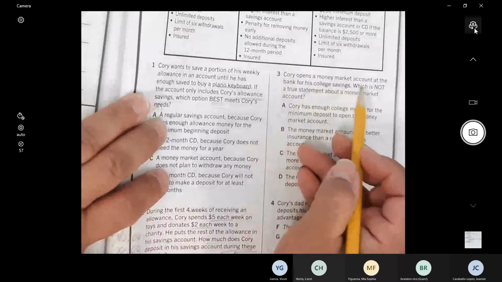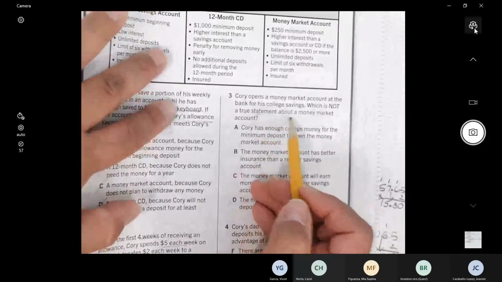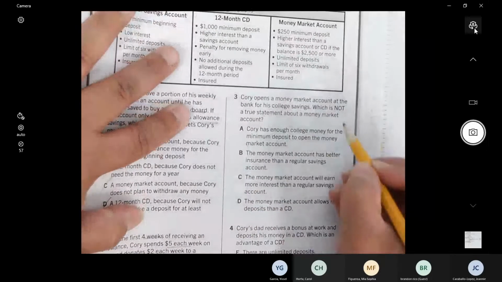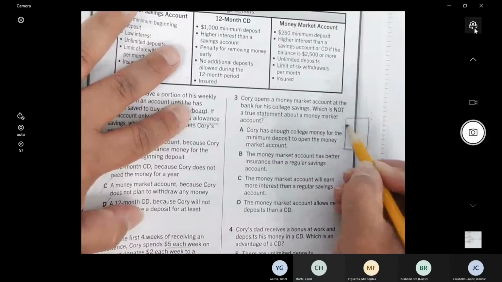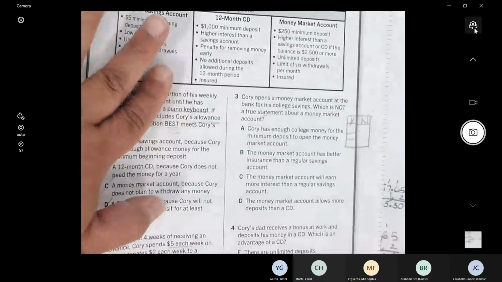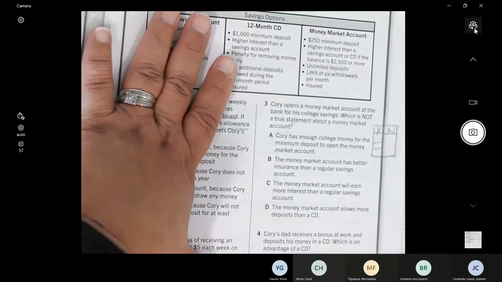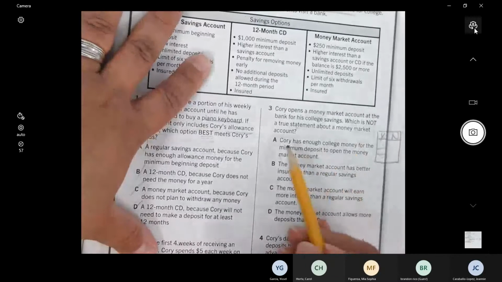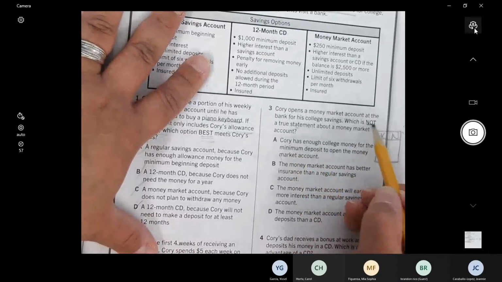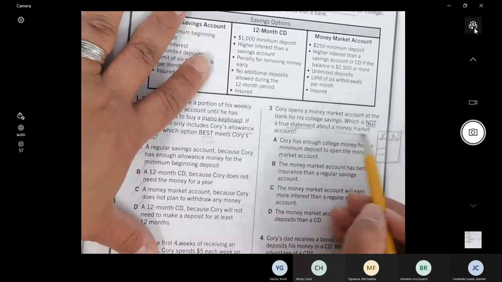Corey opens a money market account at the bank for his college savings, which is not a true statement about a money market account. We're going to do our little strategy box where we have 3 yes and 1 no. If you use my little strategy box, I did that. Give me thumbs up. Excellent, sir. All right, so Corey has enough. So I'm going to underline not because that's not a true statement about money market account.